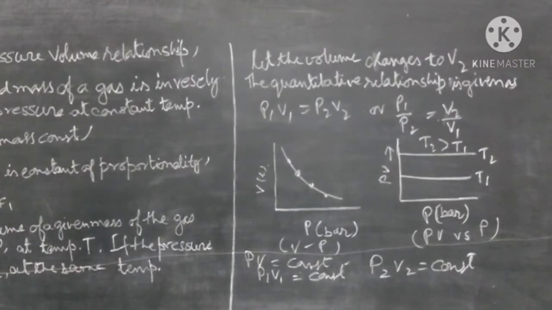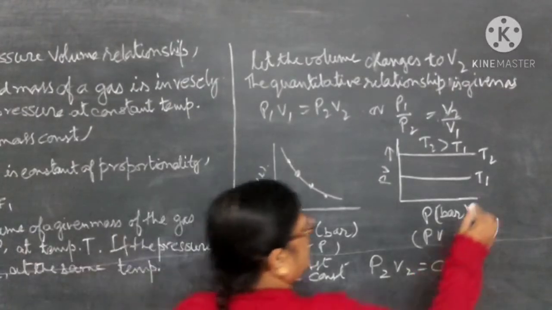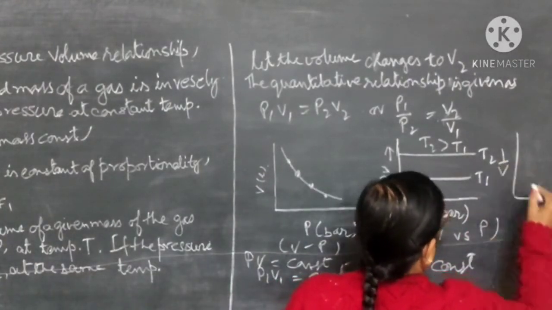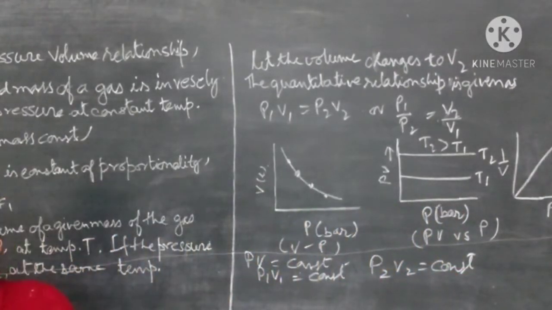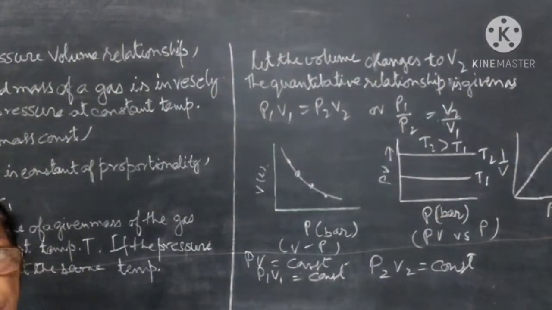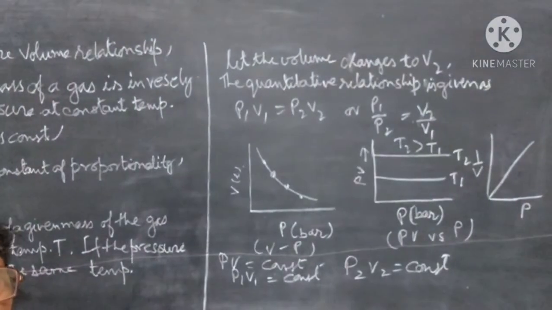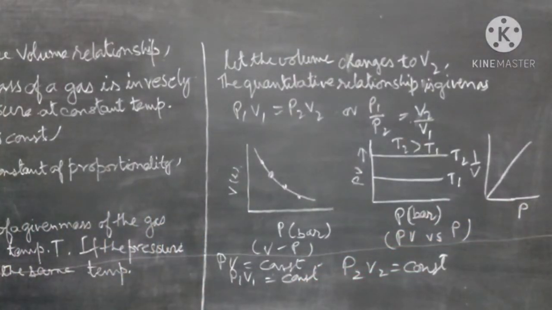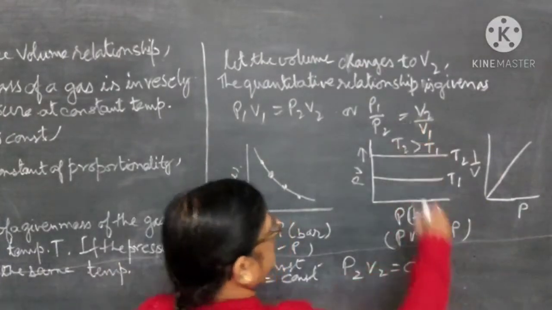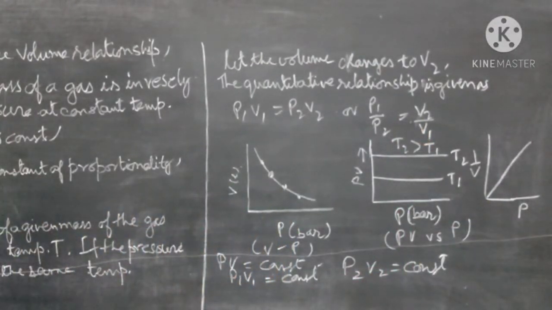We can also plot a graph of 1 upon V versus P, and then you will get a straight line. When we plot P versus V and 1 upon V versus P, we get a straight line, and these lines have different positions according to the temperature. As the temperature increases, the line will be shifted towards the volume. So in this way we can represent Boyle's law.